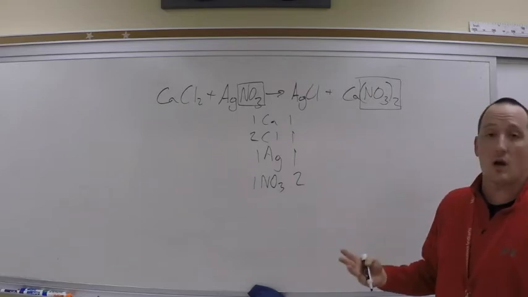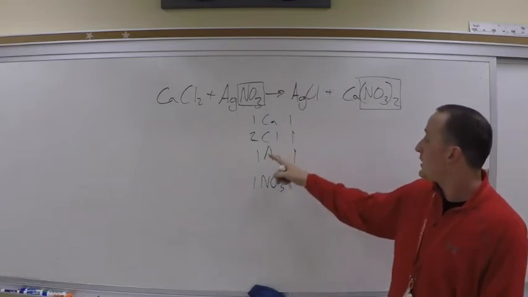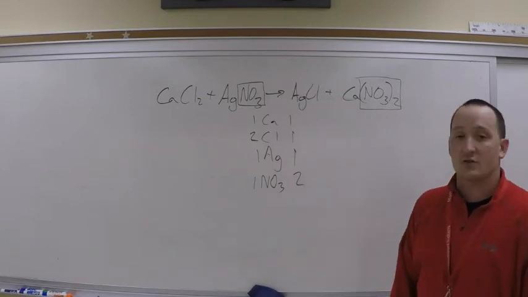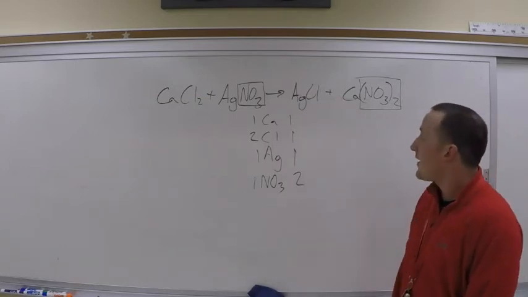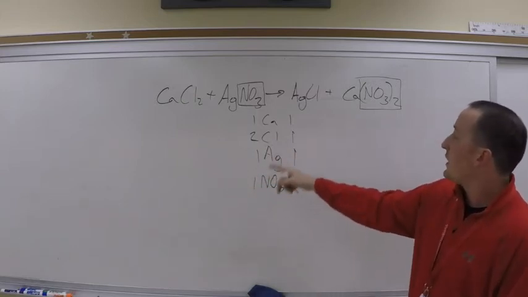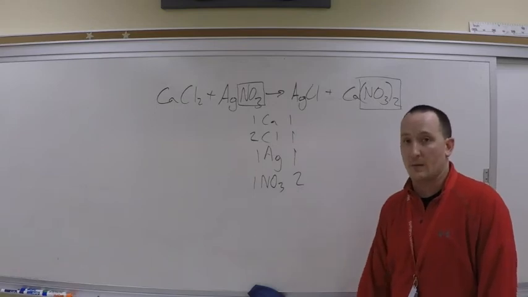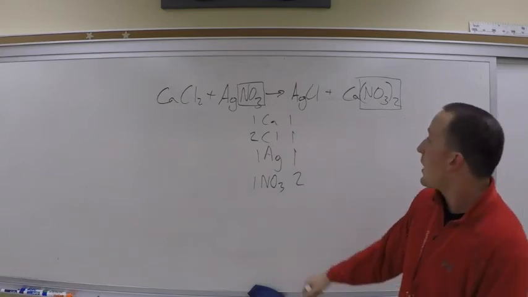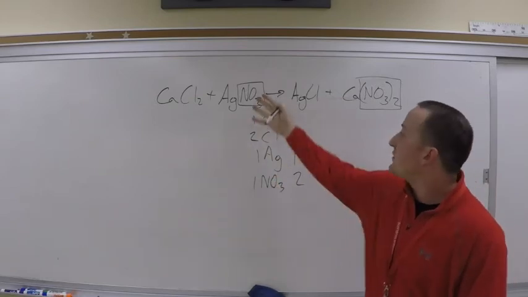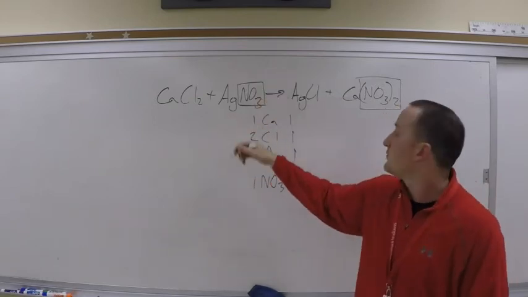So here's where I'm having an issue. My chlorines are too high on the left side, and my nitrates are too high on the right side. So I need to increase my number of nitrates on the left, and I need to increase my chlorides on the right. So I'm going to start with the nitrates. In order to get my number of nitrates to go up by 1, I need to bring in another AgNO3 molecule. So I'm going to put a 2 here.